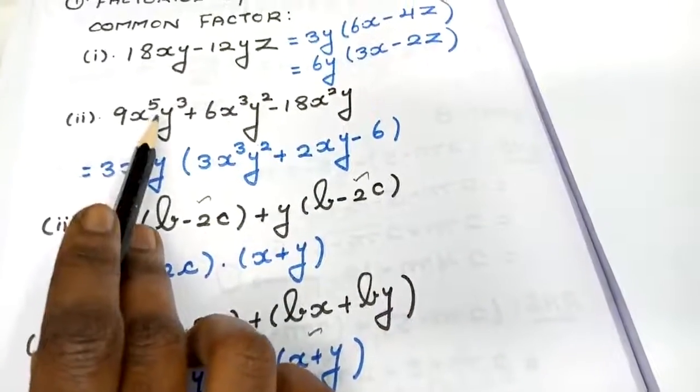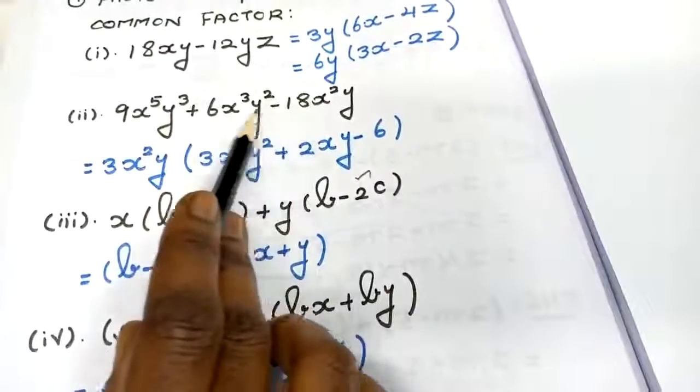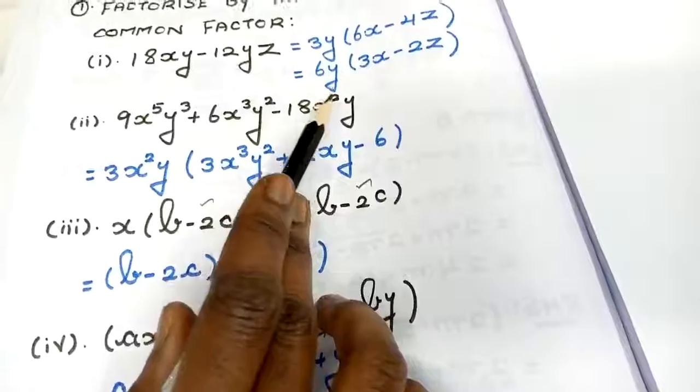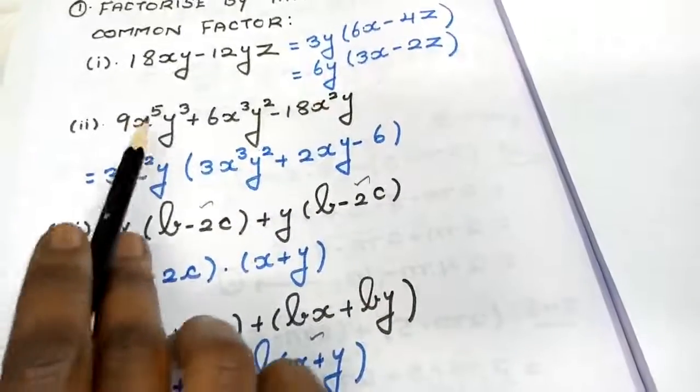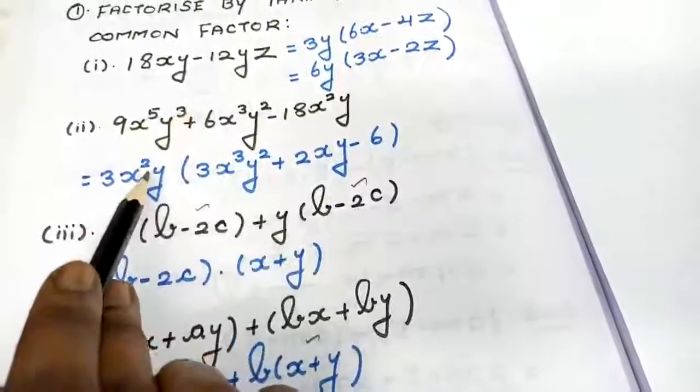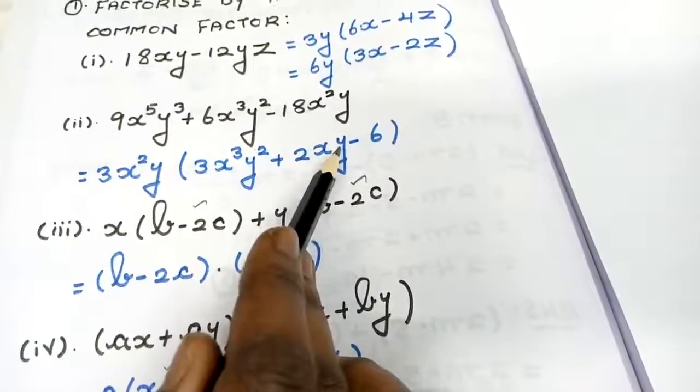It is in the combination of x, y. I am going to check x to the power 5, x cube, x square. So x square I am going to take out. The lowest power I am going to take out. Similarly, y I am taking out, students. The remaining I am writing inside.